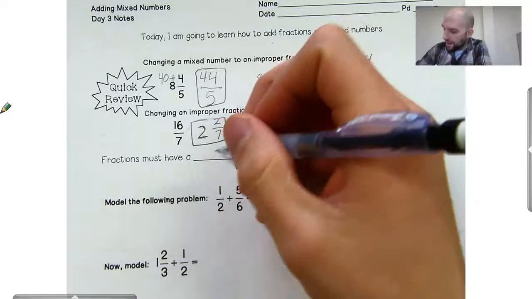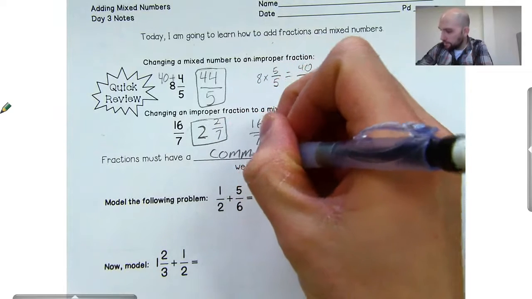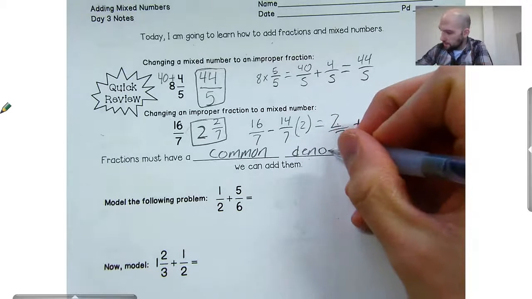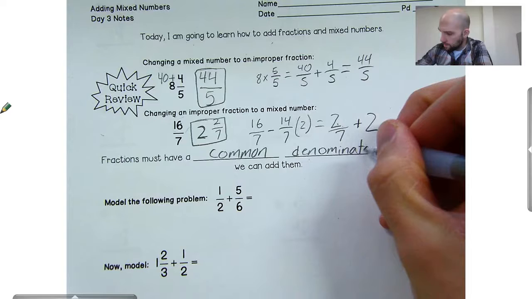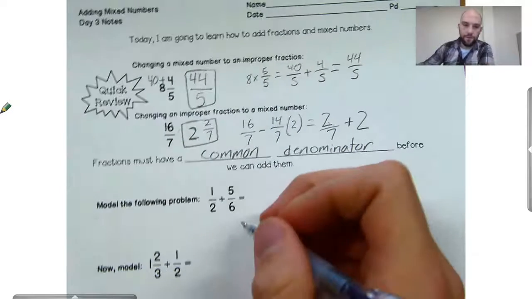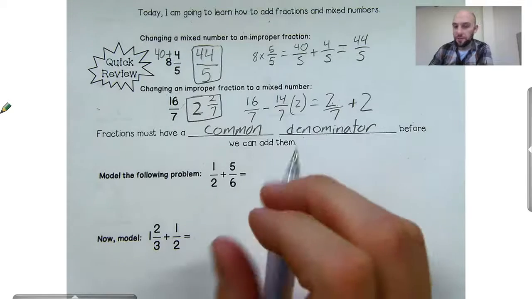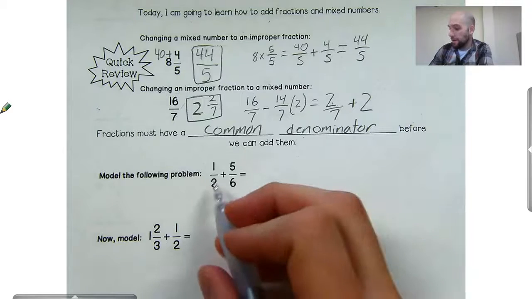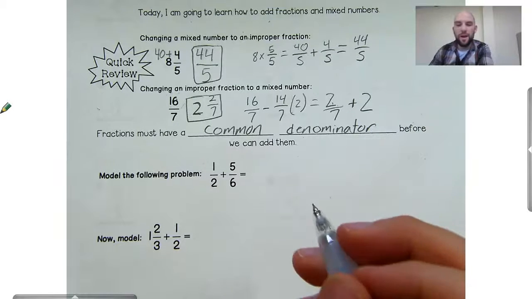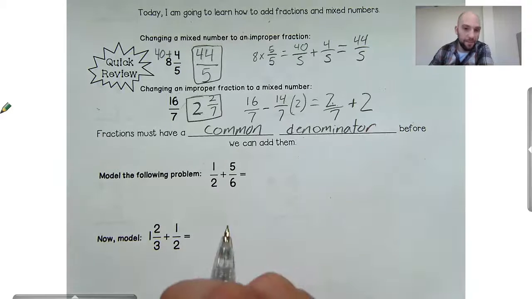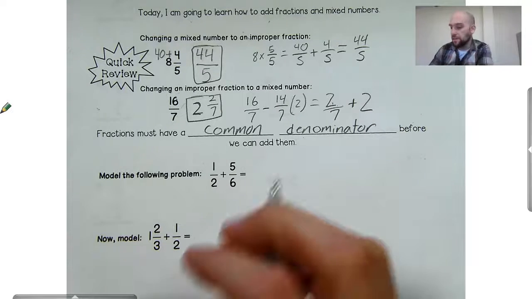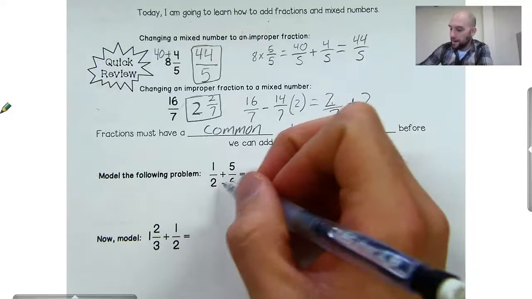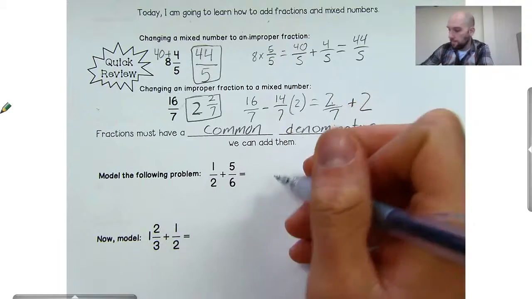So fractions must have a common denominator before we can add them. So if we have 1/2 plus 5/6, for example, we have to make both of those denominators the same before we can begin to add. I know that a fraction equivalent to 1/2, with 6 in the denominator, would be 3/6. So I multiply my numerator by 3, and I multiply my denominator by 3, and I can end up with 6 in both of my denominators.